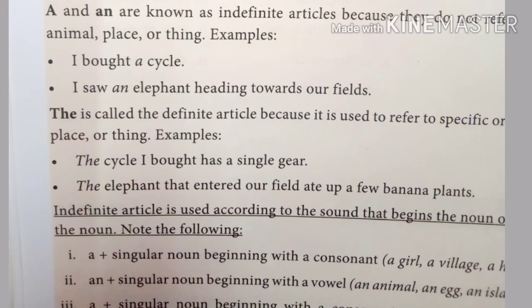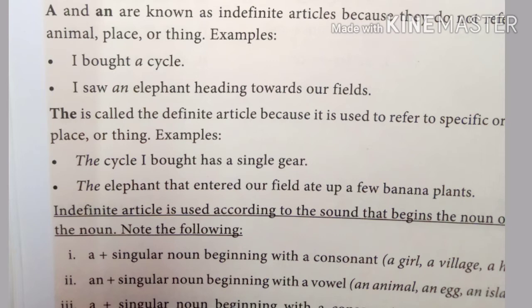An indefinite article is used according to the sound that begins the noun or adjective modifying the noun, not the spelling. A plus singular noun beginning with a consonant. For example, a girl, a village, a hotel, a year. An plus singular noun beginning with a vowel. An animal, an egg, an island, an otter, an umbrella. A plus singular noun beginning with a consonant sound. A university, a uniform, a user, a European.